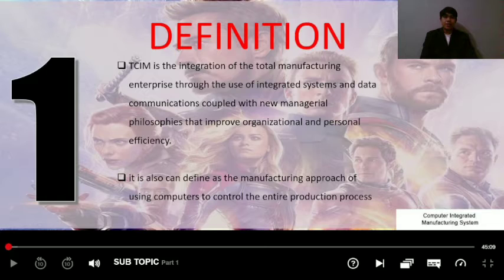CIM is the integration of the total manufacturing enterprise through the use of integrated systems and data communication, coupled with new managerial philosophies that improve organizational and personnel efficiency. It can also be defined as a manufacturing approach of using computers to control the entire production process. It's commonly used by factories to automate functions such as analysis, cost accounting, design, distribution, inventory control, planning, and purchasing.